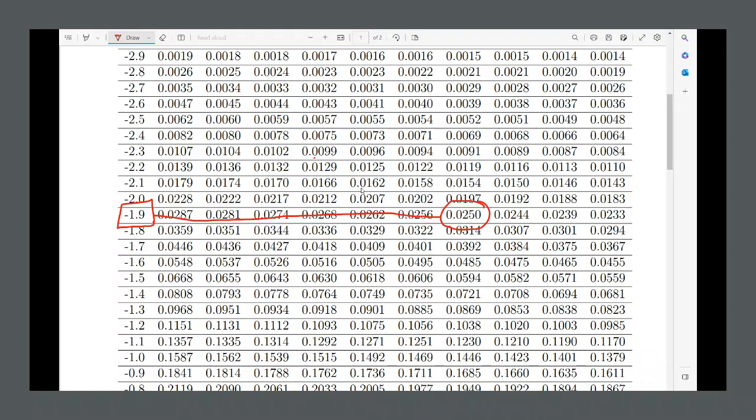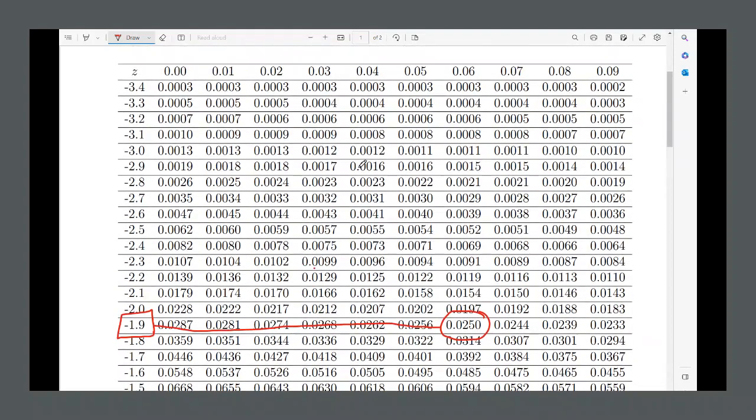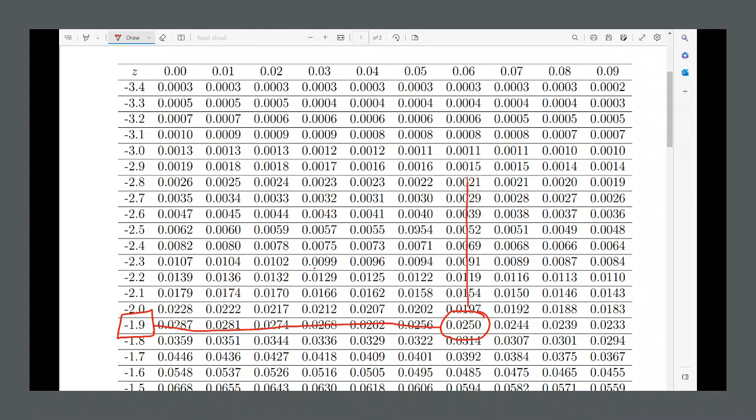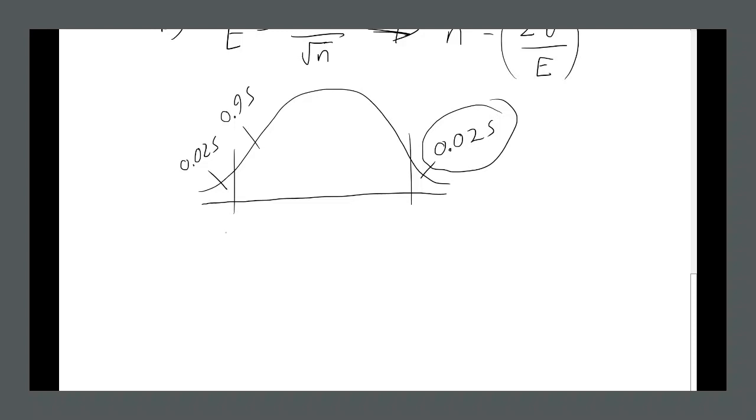The corresponding Z value, you'll have it up to one decimal place in the leftmost column, which is 1.9 or negative 1.9. And the second decimal place will be in the top row, which is 6. So our corresponding critical Z value is negative 1.96. Now that's the negative value. It's up to us to know that it's here, negative 1.96, to the left of center, and to the right of center, the value is 1.96.